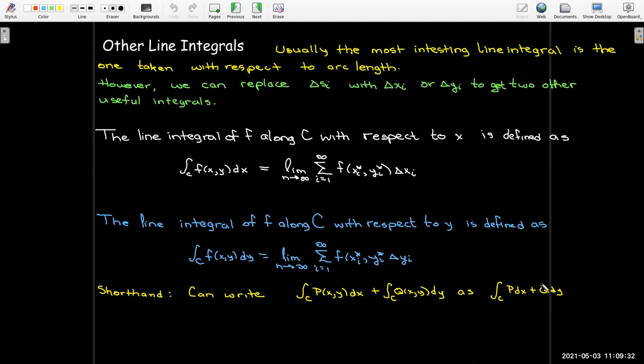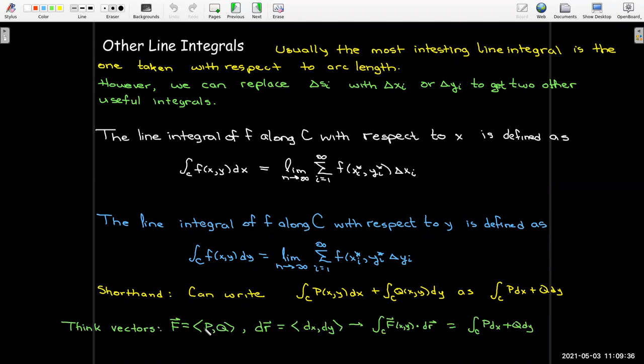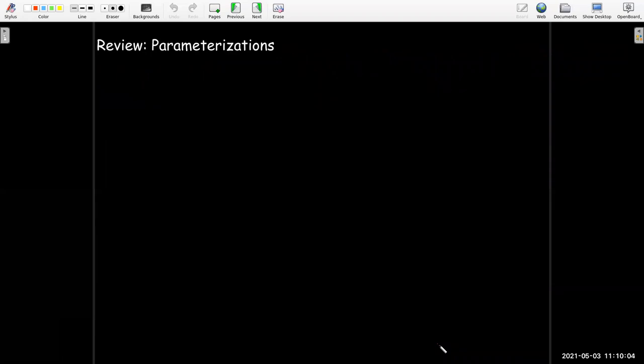But there's a reason for this shorthand. If we think of it in terms of vectors, if we think of our P and Q as being the component functions of the vector field F, and then we think of this vector differential being dx, dy, then P dx plus Q dy is really just the vector field F dotted with this vector differential dr.